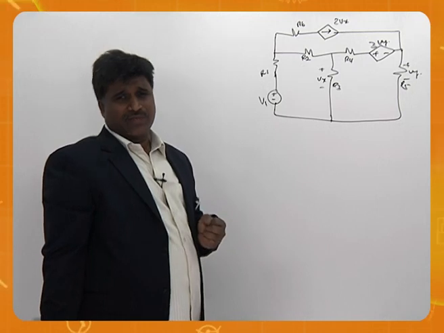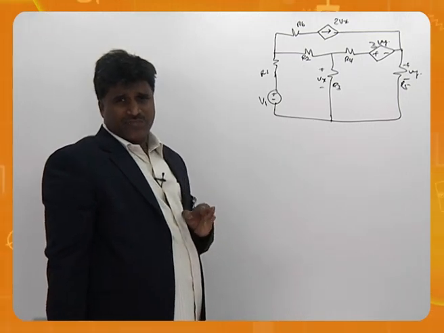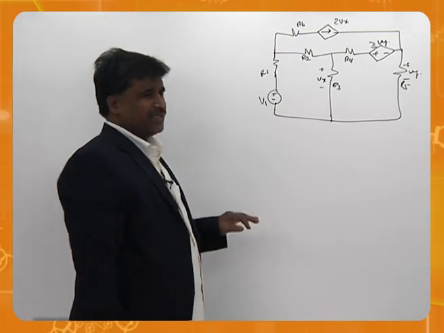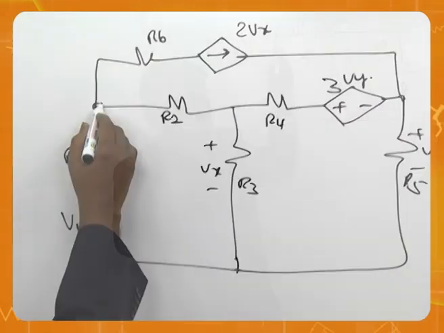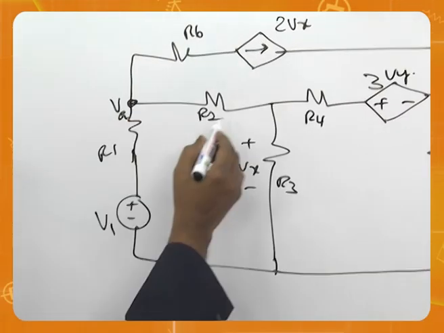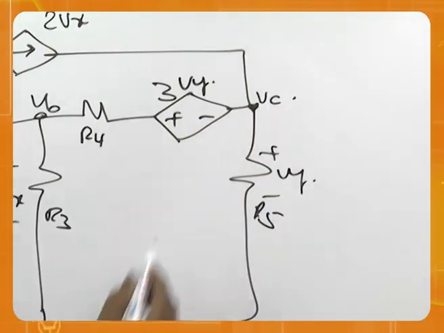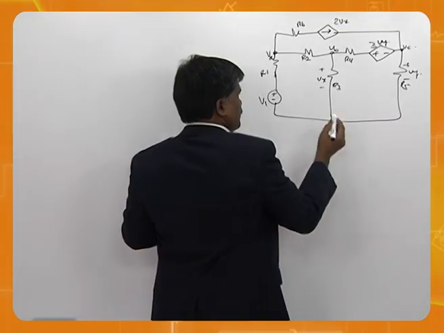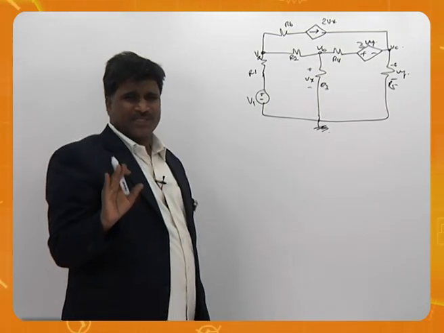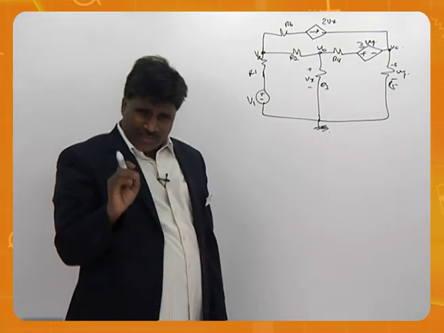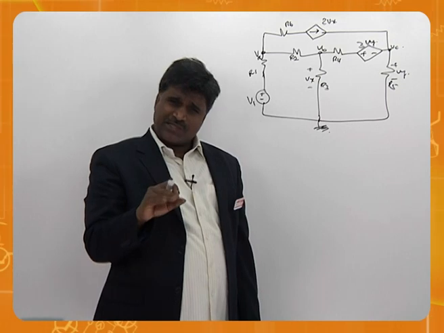how do you get the nodal equations? First, we should understand how many nodes are there. Here is one node, let us say Va, Vb, Vc. This is this. What is a node basically? Wherever there is a division of current, it is called node.